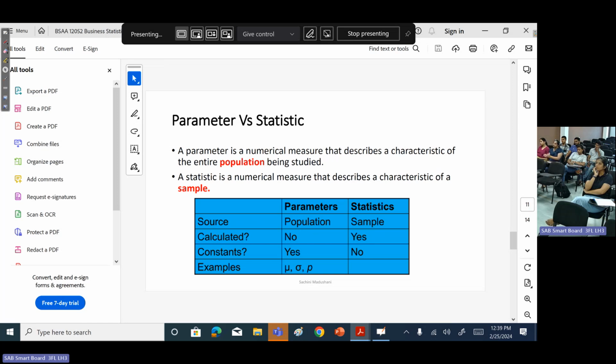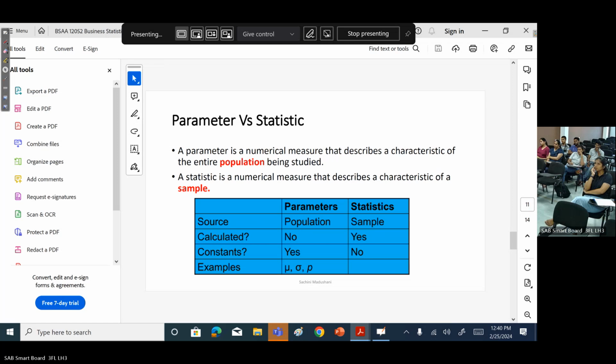The other two words are parameter and statistic. We want to study a characteristic of the population. Any characteristic of the population, what do we call that?